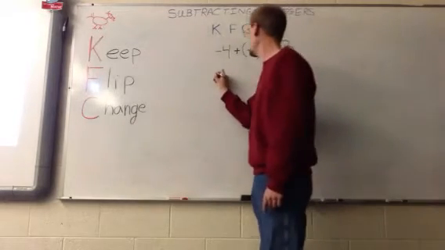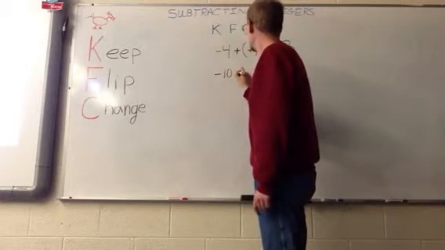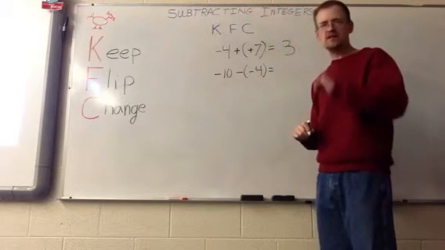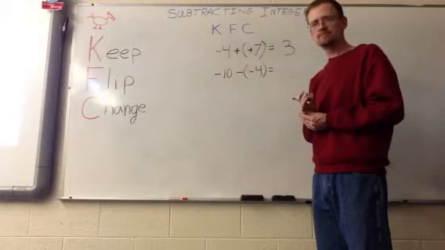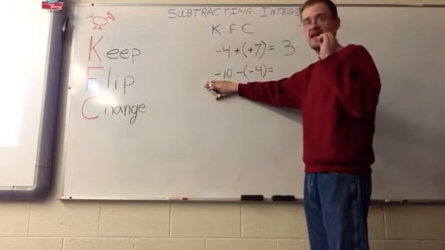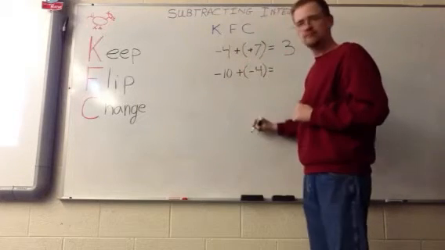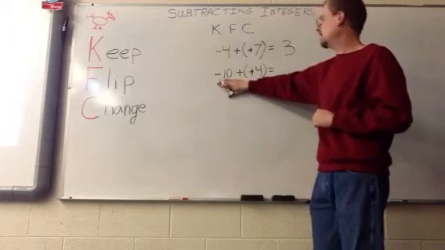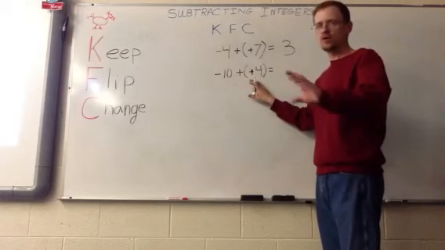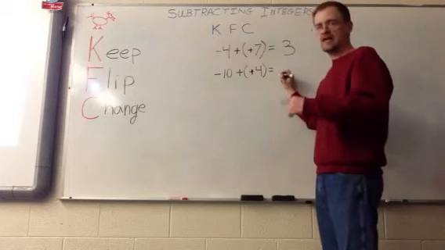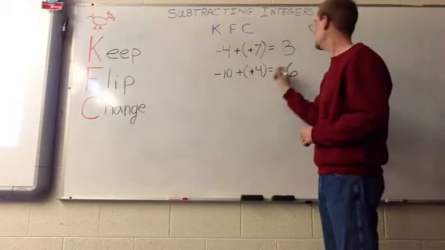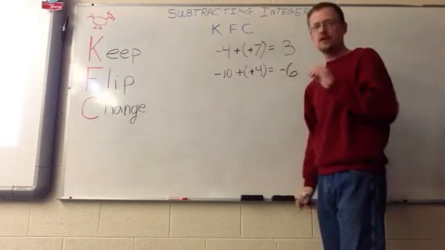Let's have you guys try one. Let's try negative 10 minus a negative 4. Pause the video. Try it yourself, and when everyone's ready, hit play. All right, let's take a look. Keep it the same. KFC. Keep. Flip. Change the sign. I now have negative 10 plus a positive 4. Different signs, and we're adding them. So, 10 minus 4 will be 6. Give it the sign of the bigger number. 10 is bigger than 4, and 10 is negative. Negative 6. Okay, go ahead and keep working on your worksheets.